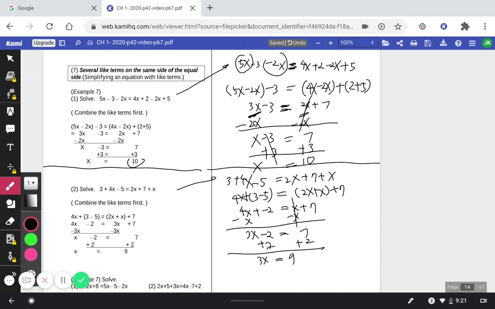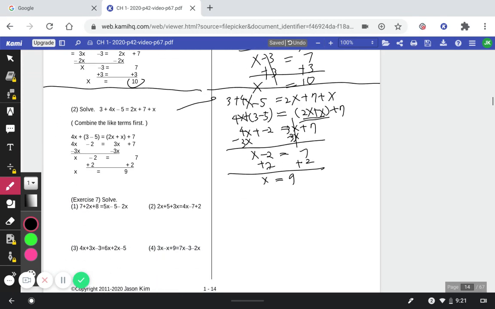Okay, sorry about that. This was 3x. 2x plus x was 3x. 3x and 3x, and this becomes 1x. So x becomes 9. Sorry about making a mistake here.